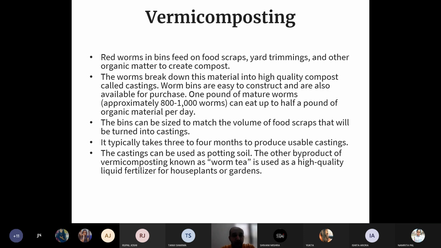That will be turned into castings. So it takes around 3 to 4 months to produce usable castings. So that is a good thing. In 3 to 4 months, you will have it completely natural. There is one benefit in this. There is a word they use for it. That is vermiculite that they use.